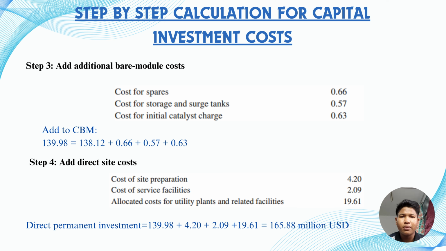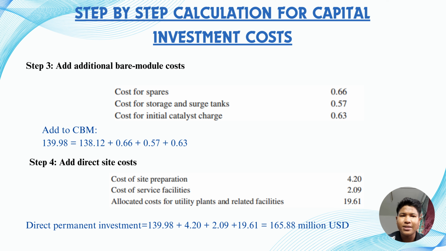Spares are estimated at about 0.58%, giving us 0.66 million. Storage and the surge tank are typically at 0.41%, or 0.57 million. Initial catalyst charge is about 0.46%, totaling 0.63 million. Adding this up to the bare module cost gives a subtotal of 139.98 million USD.